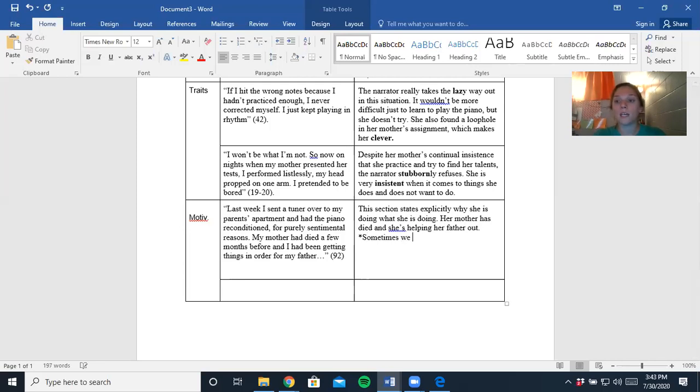Sometimes we have to infer why a character does something. This is going to happen more often when the character that we're looking at isn't the narrator, because, right, the narrator almost gives us reasons sometimes. We wouldn't know why if she wasn't the narrator. Sometimes, though, the narrator might not tell us exactly why they're doing something, or sometimes they might tell us why they think they're doing something, and we can even go a little bit more deep into it.